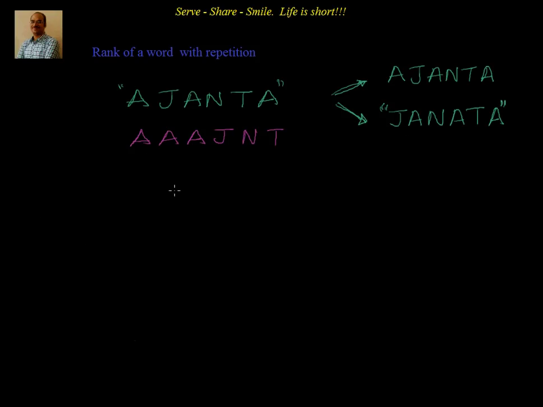So I don't need the A's. I can safely pass through all of them. I will say the first letter is fixed as A. After that I have 5 slots to be filled, because Ajanta is a 6-letter word. Once A is filled, I have 5 places to be filled. And what are the letters that need to be filled? They are A, A, J, N, T.